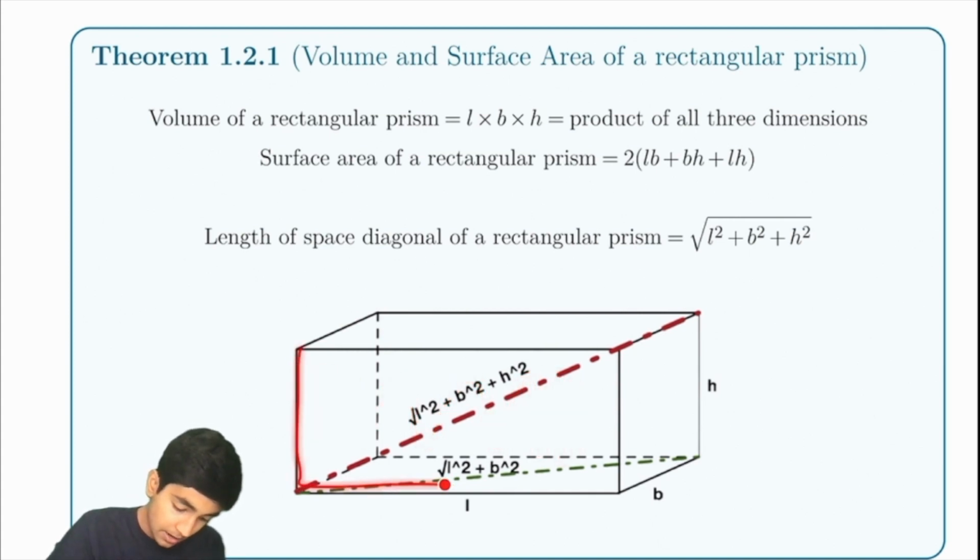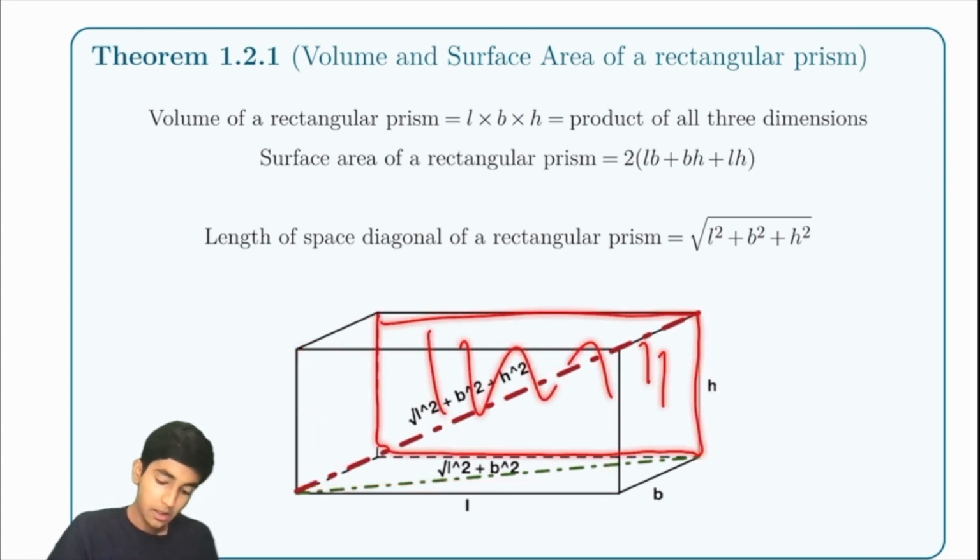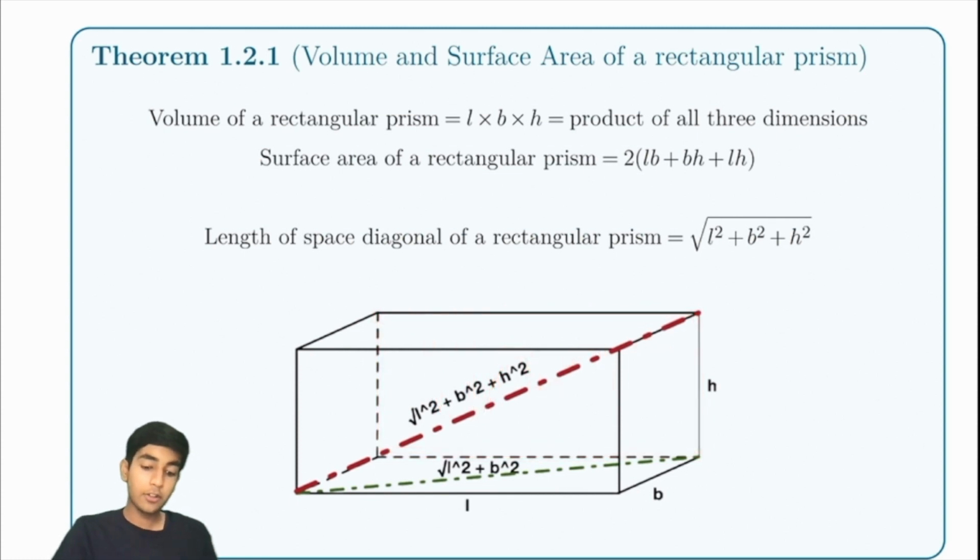We have a face here. We have the same face on the opposite side. So to find the surface area, we just take 2 times every combination of the 3 dimensions. So length times base, base times height, length times height.